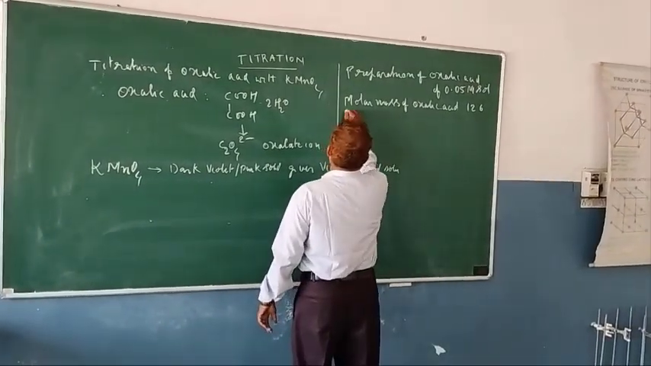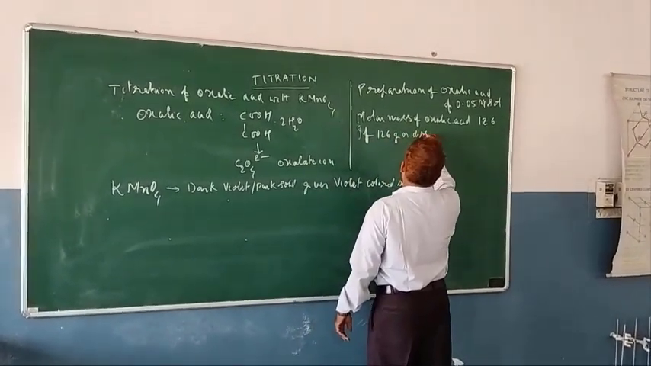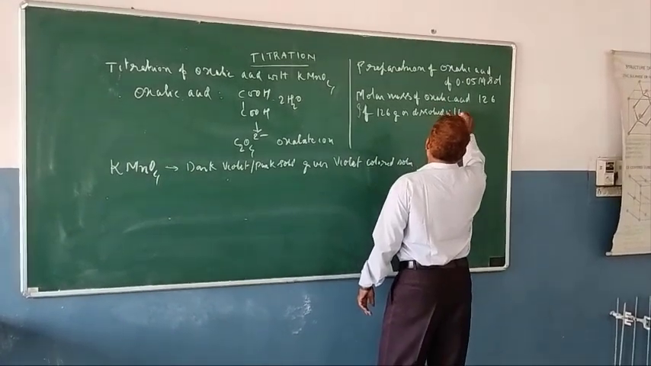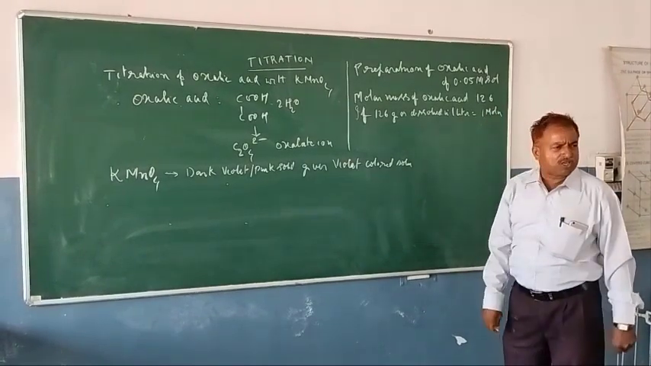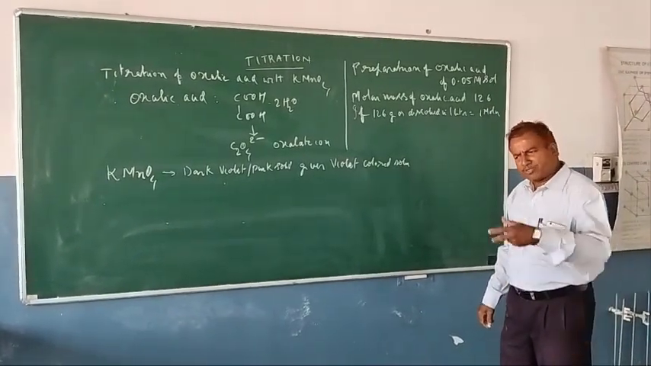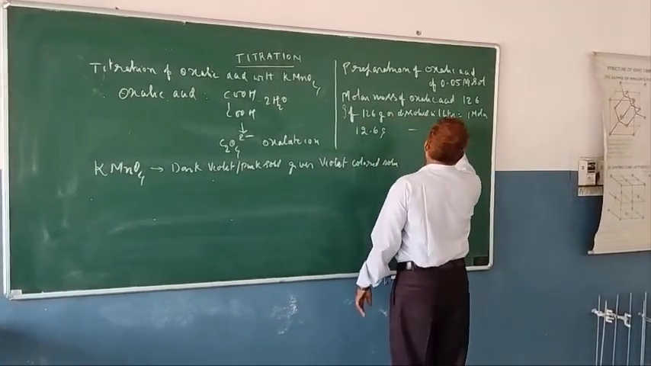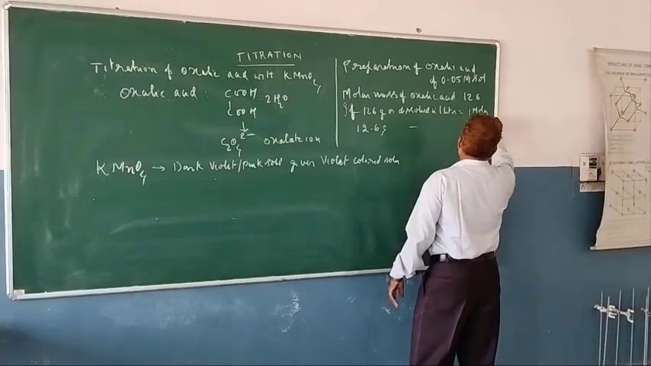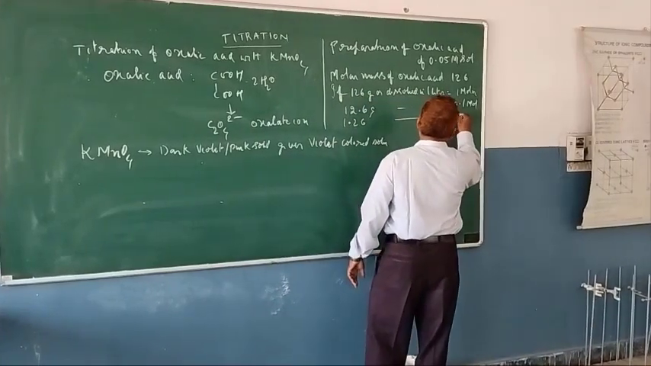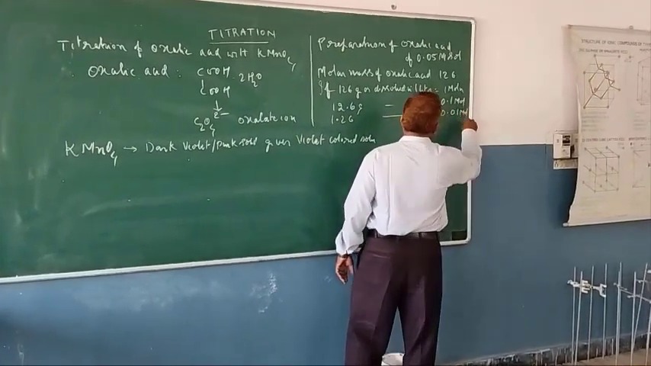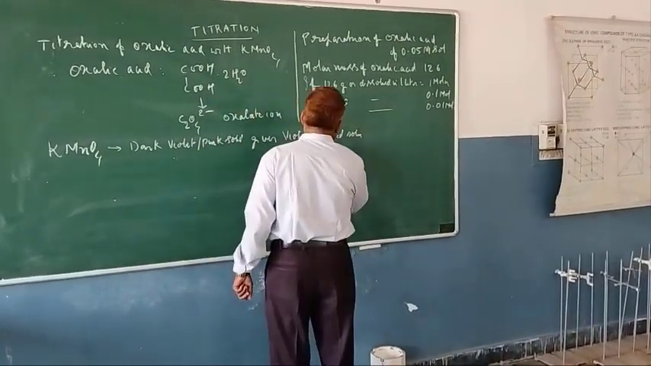So if 126 grams is dissolved in water to make 1 liter, this is 1 mole. If 12.6 grams is dissolved in 1 liter, this is 0.1 mole. If 1.26 grams is dissolved in 1 liter, this becomes 0.01 mole.